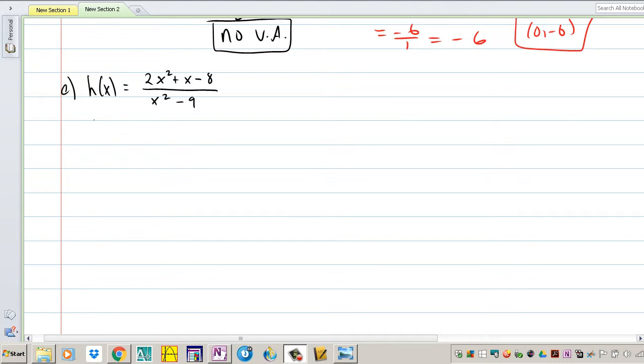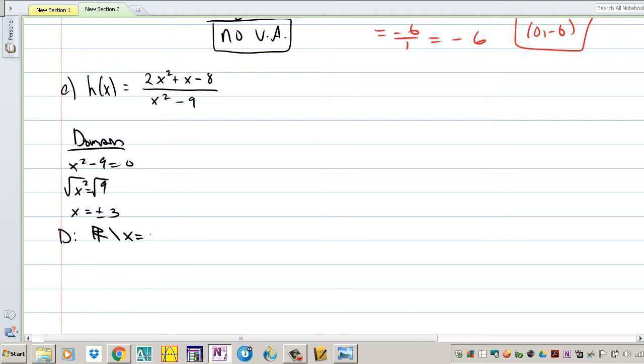Last one, letter E. Okay, so it's domain. You set the bottom equal to 0, so x squared minus 9 is equal to 0, x squared is equal to 9, and x is equal to plus or minus 3 when you take the square root. So your domain is all real numbers except x is equal to plus or minus 3.